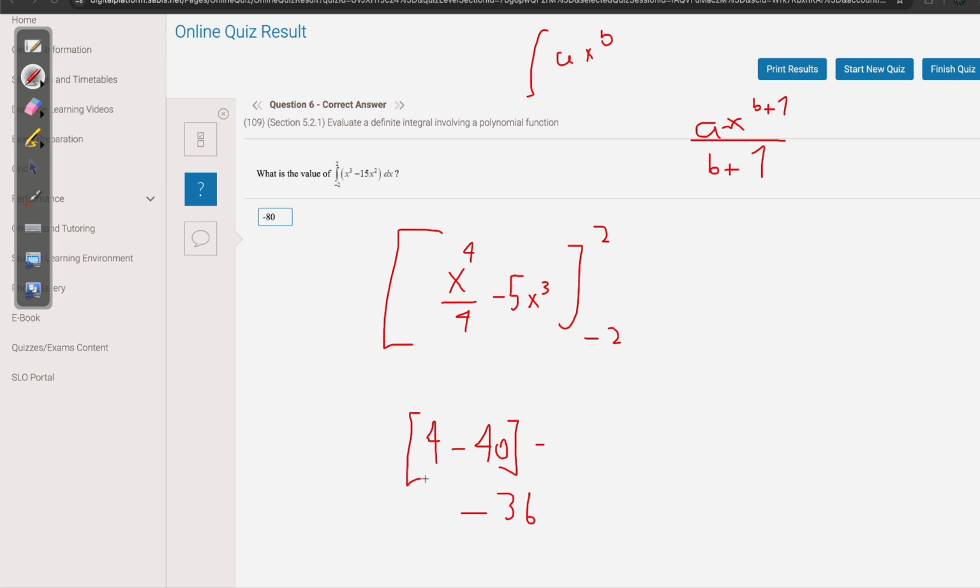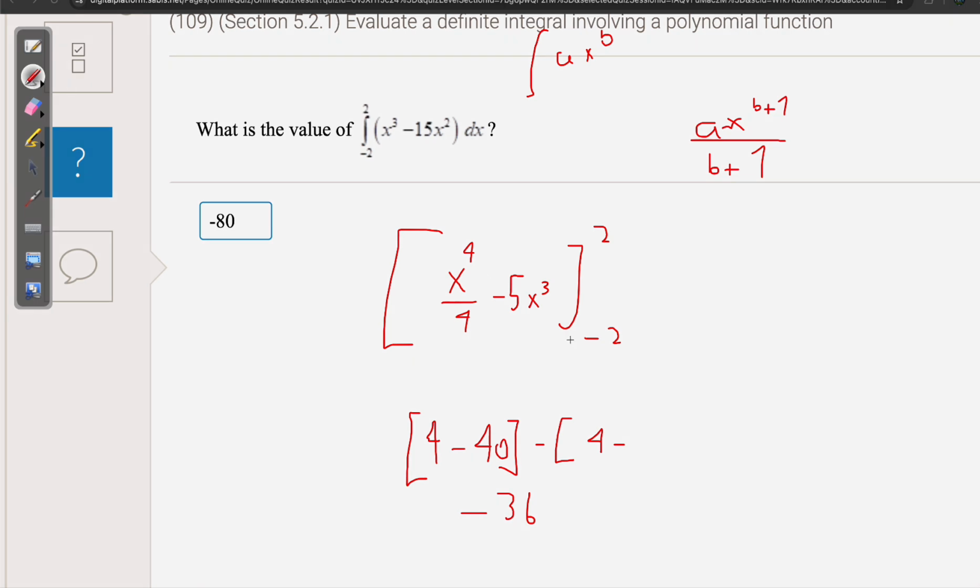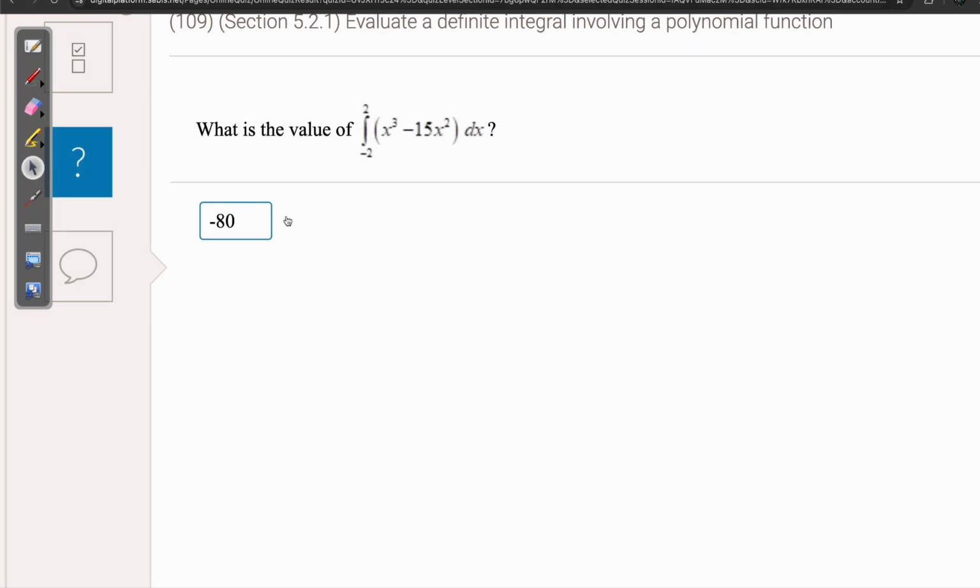when we substitute x by negative 2, again we get 4 minus 5 times negative 8, negative 5 times negative 8, which is 4 minus negative 40, which will give us 44, and then negative 36 minus 44 is equal to 80. Negative 80, sorry.